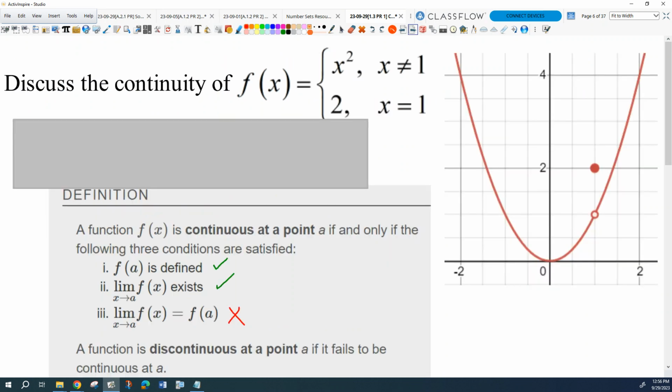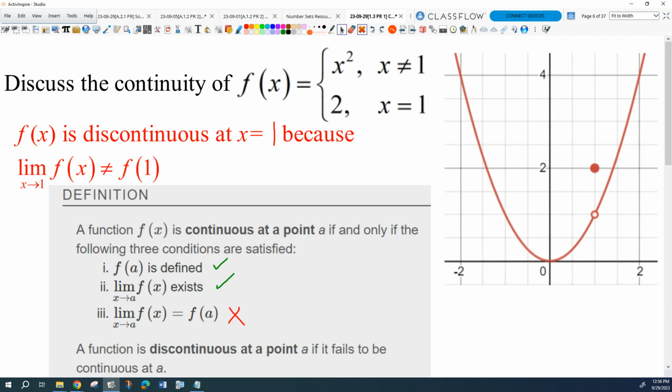So to summarize, there it is. It's discontinuous because the limit as x approaches 1 disagrees with the value of the function at 1.